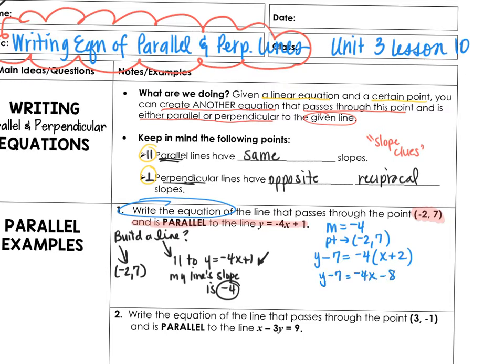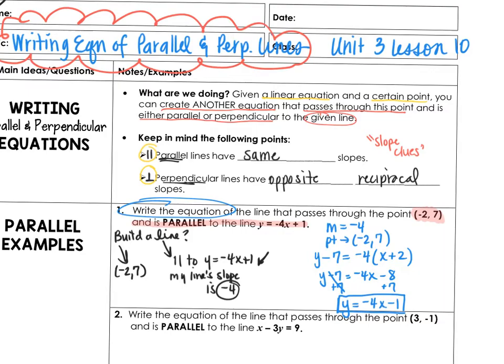Okay, so distribute the -4 and add the 7 to get that the line I'm creating is y equals -4x minus 1. So here is my line, y equals -4x minus 1, which is definitely parallel to y equals -4x plus 1, and this line passes through this point.